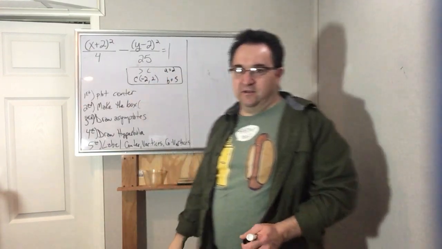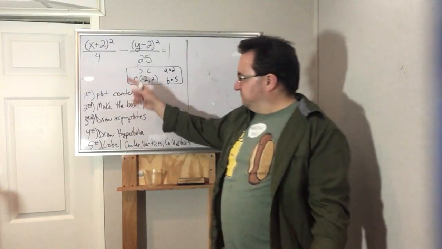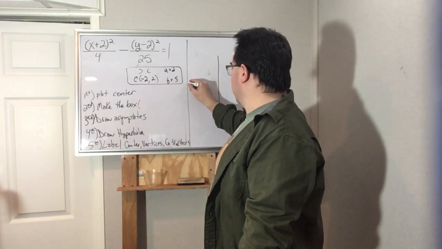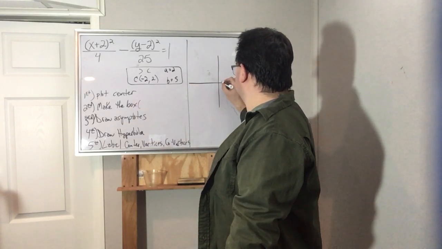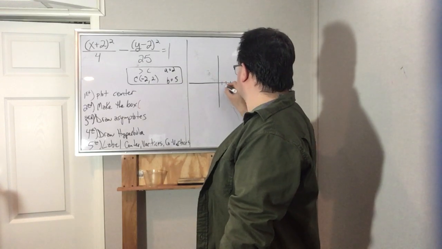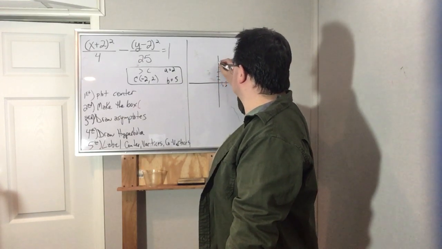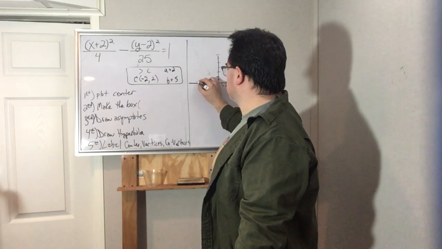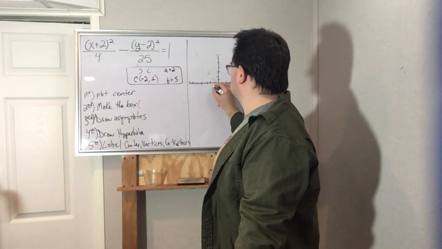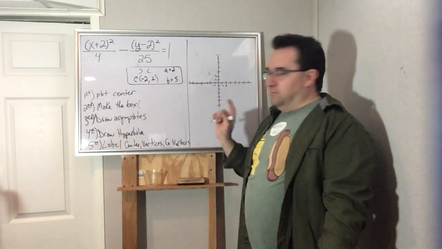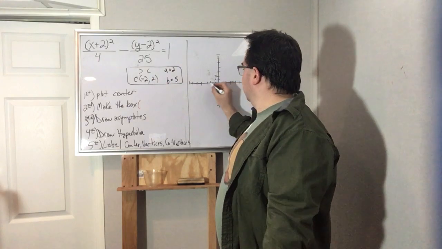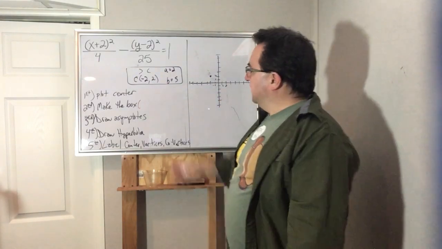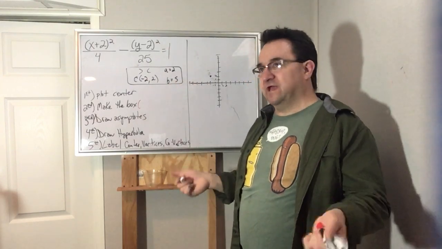So there's my raw data. Now what do I do with that data? This stuff. So I guess step 0 would be make a graph here. Your axes. First, plot the center. -2, 2. Second, make the box. All right, A is how far to go to your vertexes.